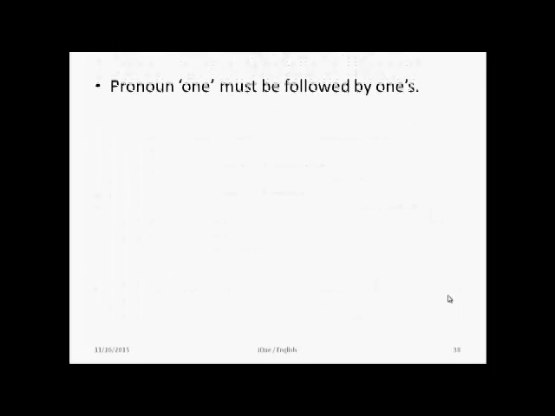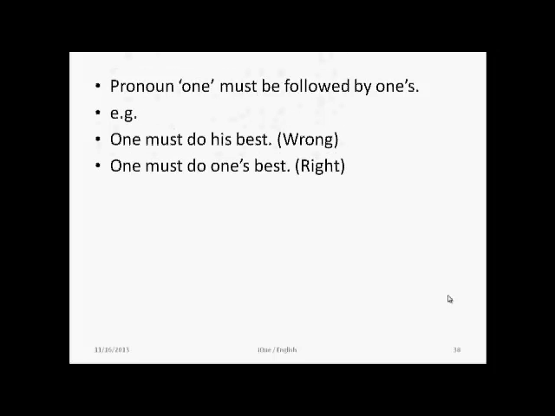The pronoun one must be followed by one's. For example, one must do his best is incorrect. The correct way to write this sentence is one must do one's best.